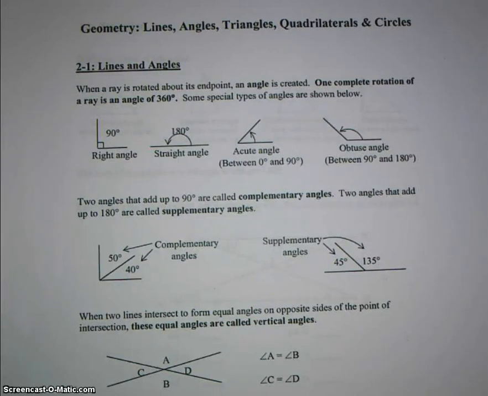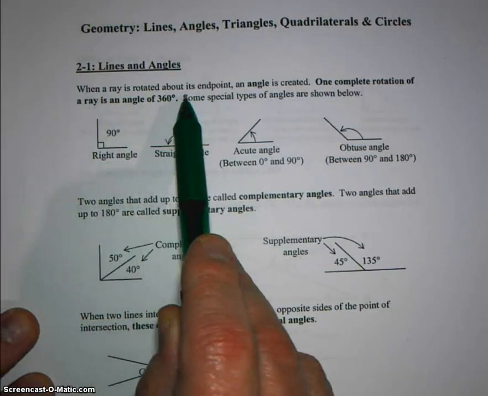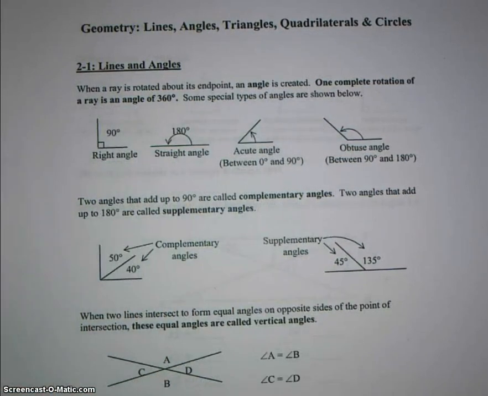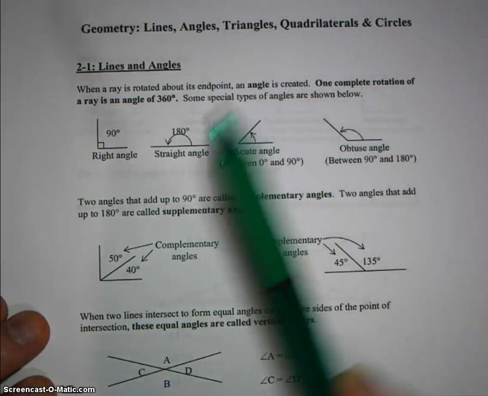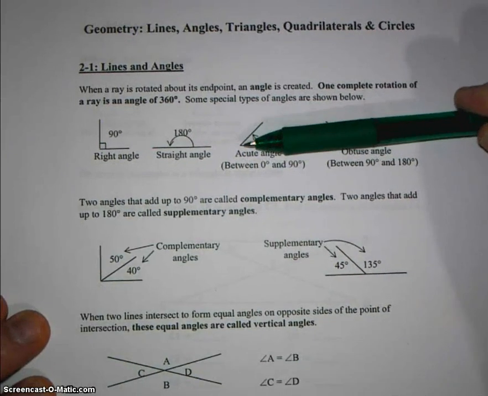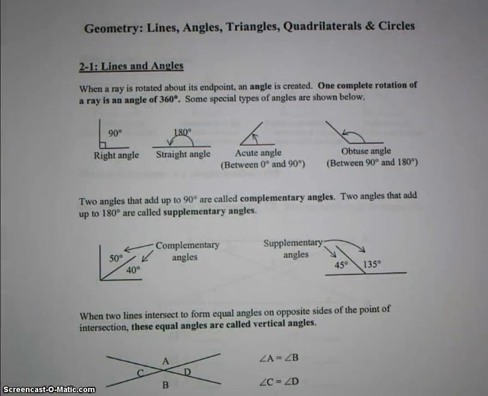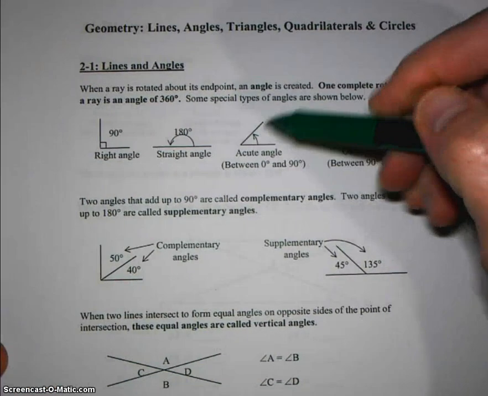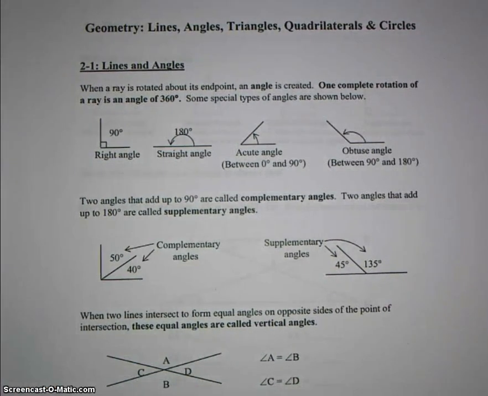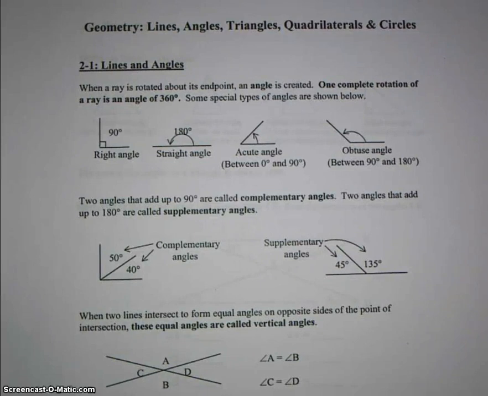So, definition: when a ray is rotated about its endpoint, an angle is created. So think about starting here. This is called the endpoint. We rotate like so. We draw the ray, and we get what's known as an angle. So an angle is really the amount of rotation that you get from where the ray started to where the ray ended. And if we do one complete rotation, that's called 360 degrees.